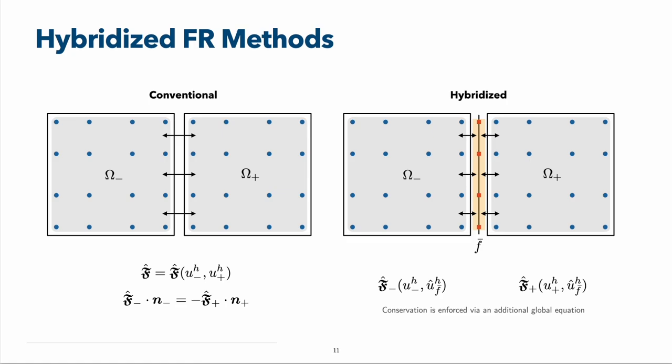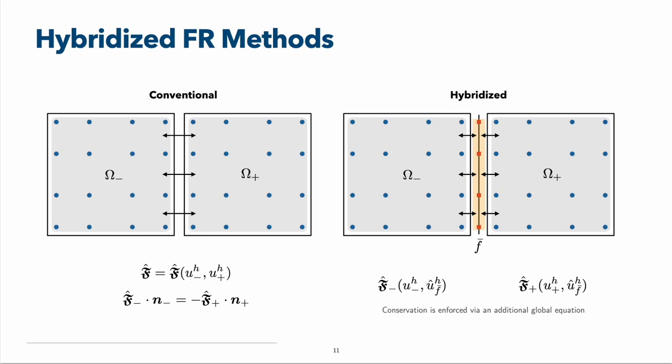Then the solution points from the left element are all connected to the solution points of the right element. And this directly translates into the linear system that we usually solve for FR methods. Now, for the hybridized approach, which we see on the right, the Riemann solver is reconsidered in a way that the direct connection between solution points of adjacent elements is not direct anymore. Instead, the only communication from one element to another can be through that new unknown that we have added.